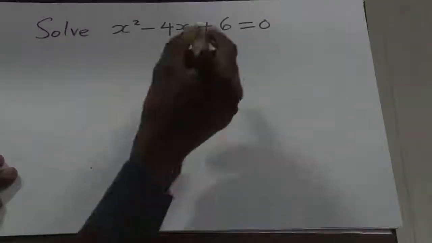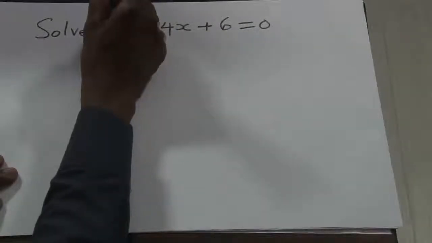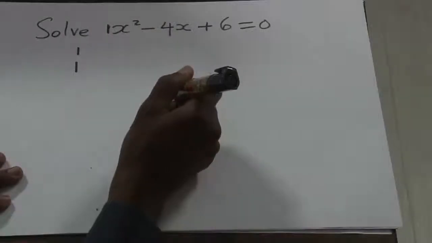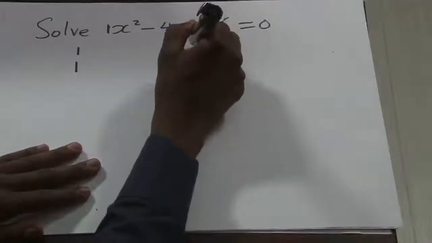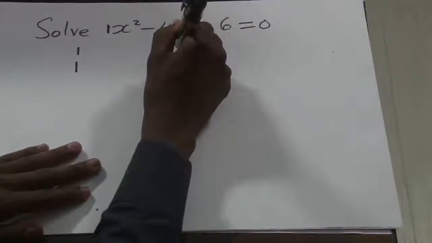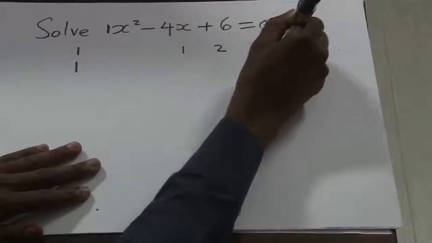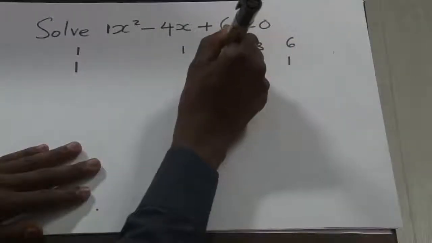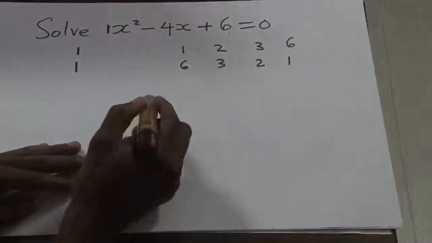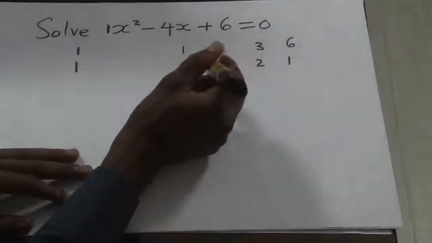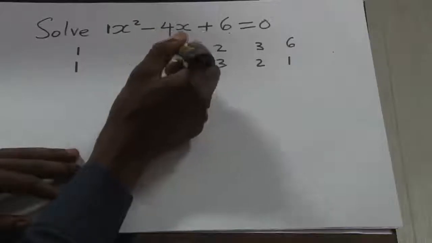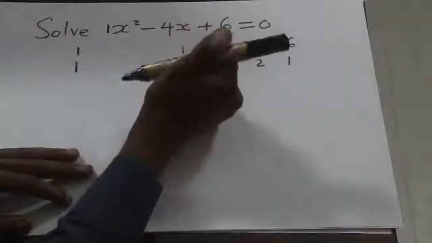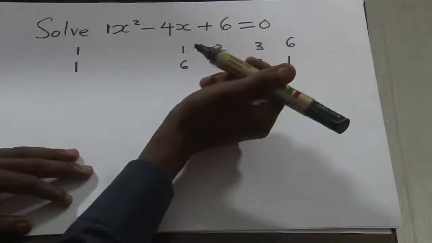So what you do, you look for the factors. You write the factors of the coefficient of the first degree. What you have there, you have a 1 and a 1, and also write down the factors of the constant, which is 6. So you say it's 1, 2, 3 and 6 itself, and then you repeat this, but going backwards, 1, 2, 3 and 6. Now you look for factors in such a way that if you multiply, they'll give you 6, but if you add them together, they will give you -4. So let's see.